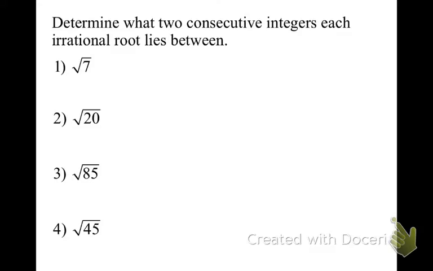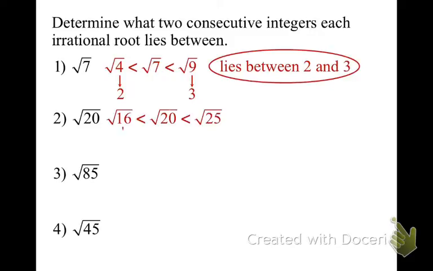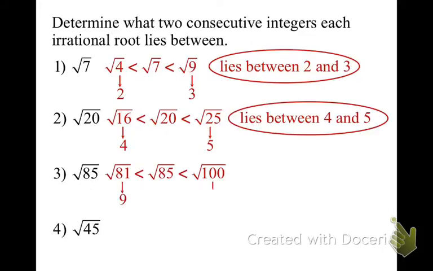Another way they can ask the question is, what two consecutive integers does the irrational root lie between? So it falls between the square root of 4 and the square root of 9, so that would be 2 and 3. Do you understand? Alex, are you clear? Right, they just want to know what roots it falls between. 20 falls between 4 and 5. You understand?